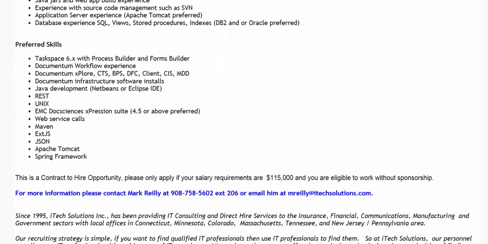They also have a list of preferred skills, and I want you to notice how specific and detailed this list is. They're listing very specific software, specific skills, specific knowledge. And you would want to include as many of these as possible in your letter of application and resume if you are applying for this position.